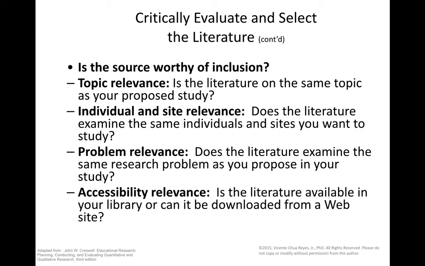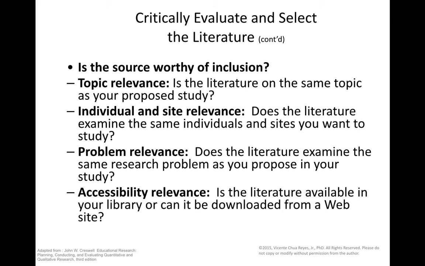Continuing on the idea of evaluating and selecting literature, we ask ourselves this question: is the source worthy of inclusion? In order for us to answer this question, we take a look at topic relevance. Is the literature on the same topic as your proposed study? Individual and site relevance. Does the literature examine the same individuals and sites you want to study? You may be citing literature from, let's say, Tajikistan, and you need to answer the question whether the context in Tajikistan would be similar to your context, let's say Australia or Singapore or the United States of America.